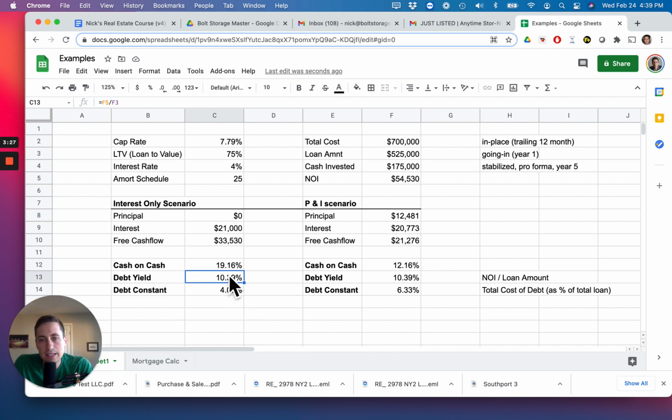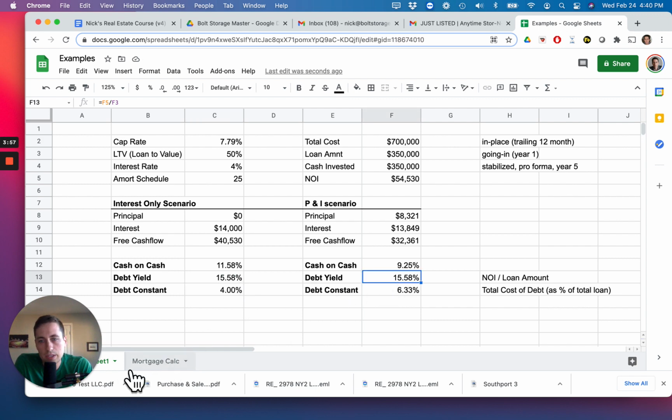The debt yield. Now, the debt yield is a stress test, meaning, given the amount of debt that I have, how much net operating income is that yielding? It's the NOI divided by the loan amount. Our loan amount is $525,000. Our net operating income is $54,000. So our debt yield is 10.39%. If I lever it up less, if I do 50% leverage, our debt yield goes way up. Our debt yield is 15.58%.